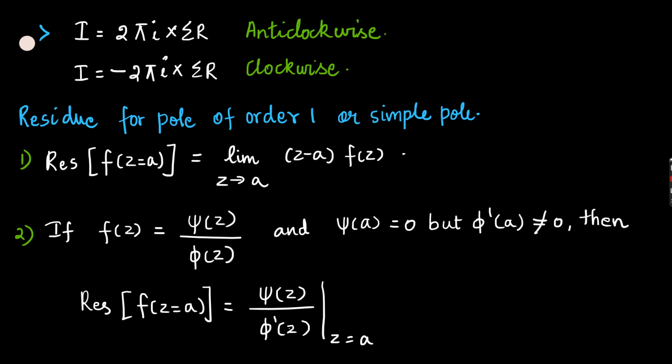There are different formulas to find the residue. For the residue of a pole of order 1, or a simple pole, you can use these 2 formulas. The first one is residue of f of z at z is equal to a is equal to limit z tends to a of (z minus a) f of z. This is a very easy form to use.